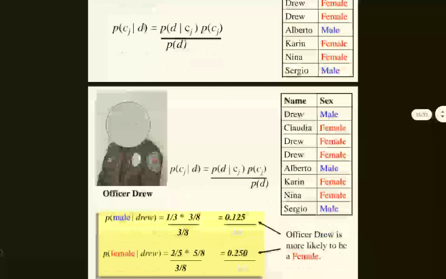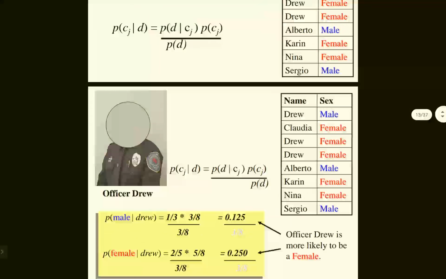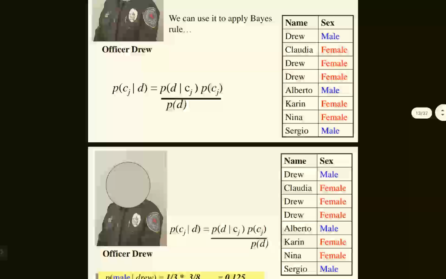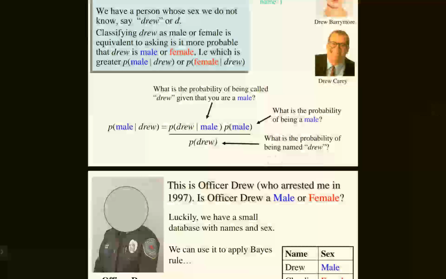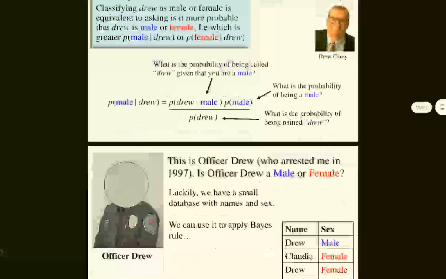Okay, so now there are two classes, which means we have to calculate two probabilities here: the probability of Drew with respect to male, and the probability of Drew with respect to female. According to that formula, we have to calculate this. So what is the probability of being called Drew given that you are a male? We need to find out this value.